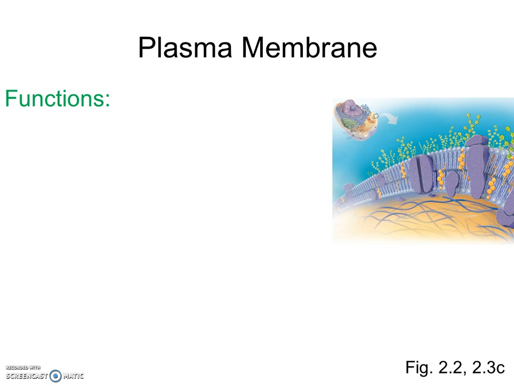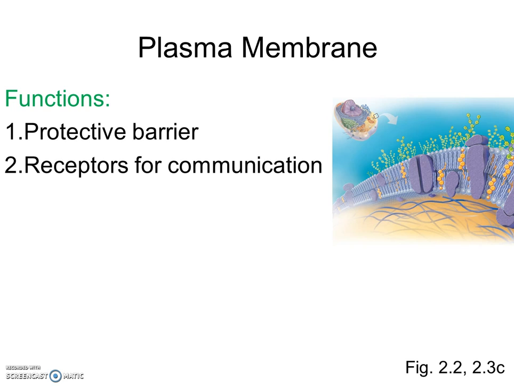Now let's go into the functions of your plasma membrane briefly. The major function of any membrane is to be protective. So the plasma membrane is a protective barrier for your cell. It's protecting what goes in and out of the cell. It serves as receptors for communication. So like we said, on the plasma membrane are things like the glycocalyces, which serve as identity markers to help other cells communicate with this cell.